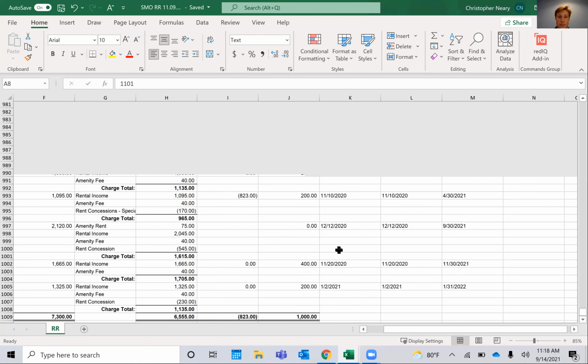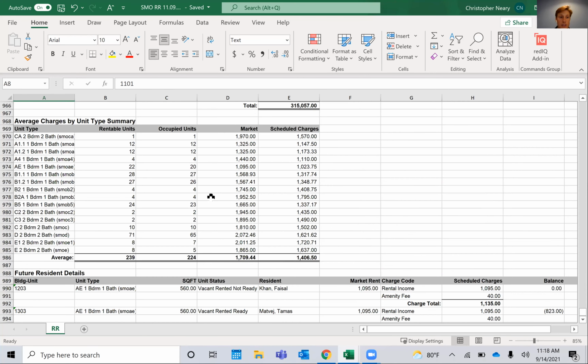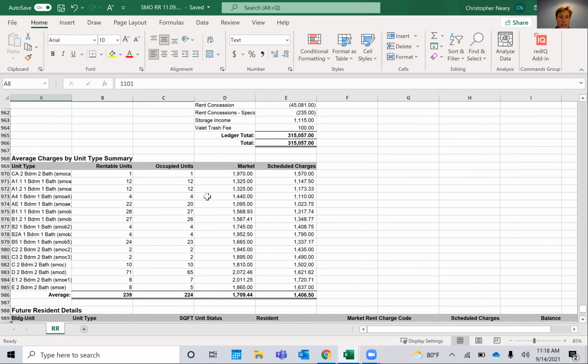Or it does not have the summary. Here it is. So here is the summary, right? There are 224 occupied units with a total of 239 units. So the rent roll will show you your occupancy or vacancy, whatever other way you want to look at it.